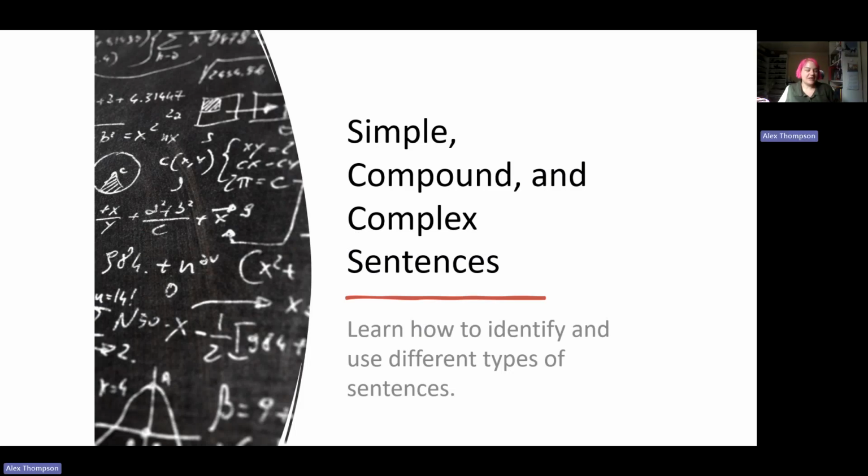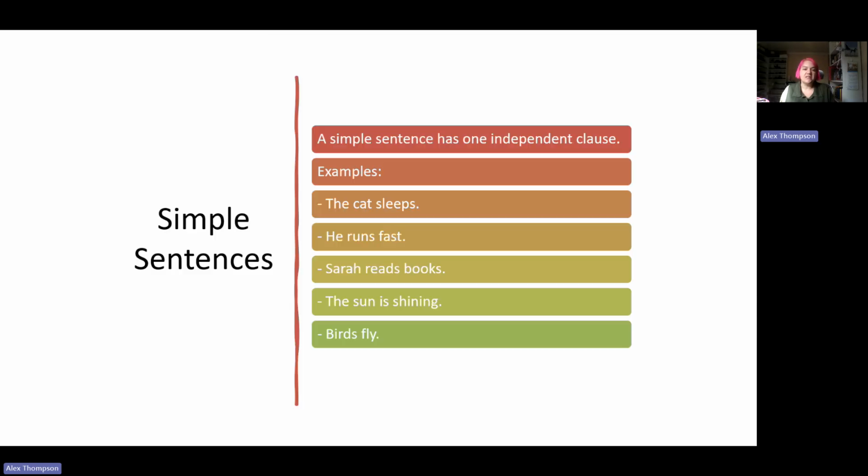Hello everybody, what we're going to be having a look at in today's video is simple, compound and complex sentences. You've asked for it, so let's do it. What we're going to be doing is having a look at being able to identify and use the different types of sentences. So what we're going to start with today is simple sentences.